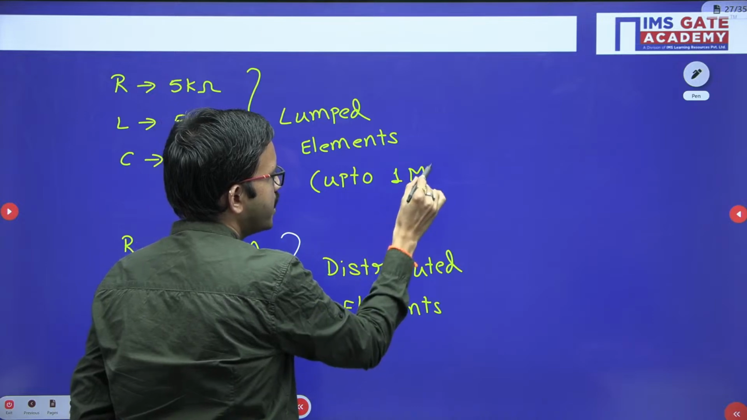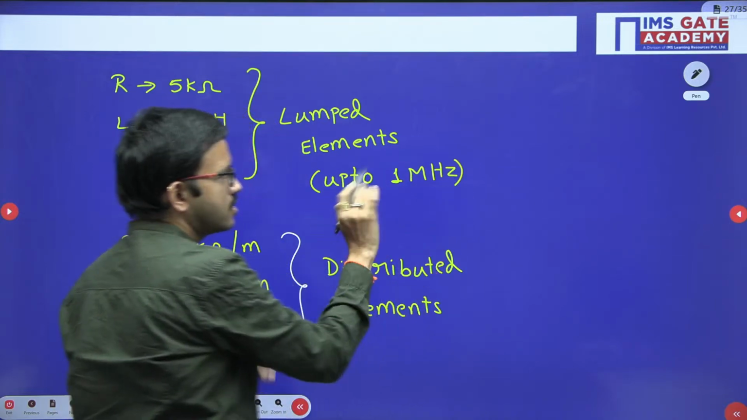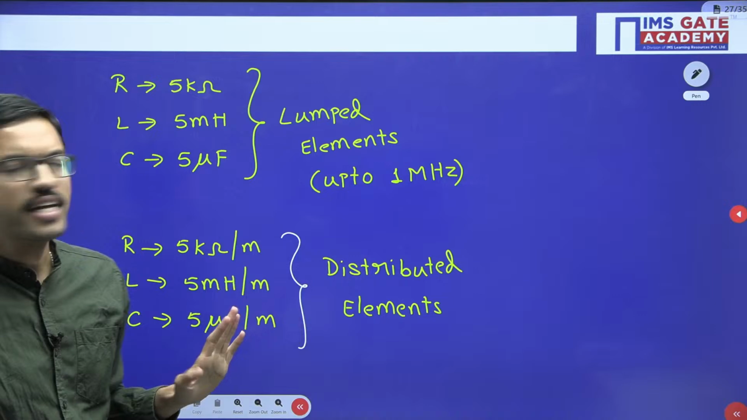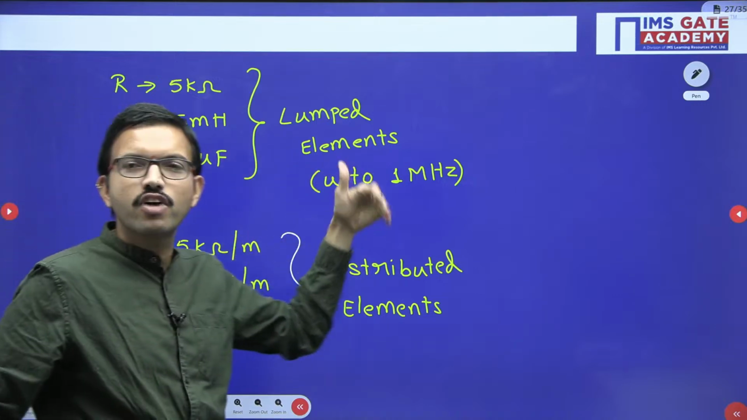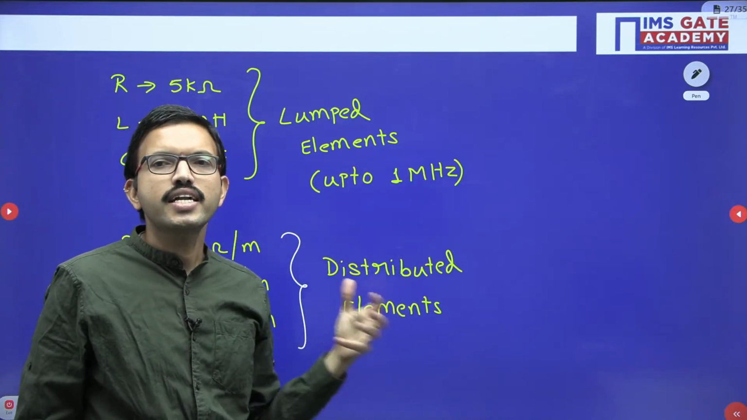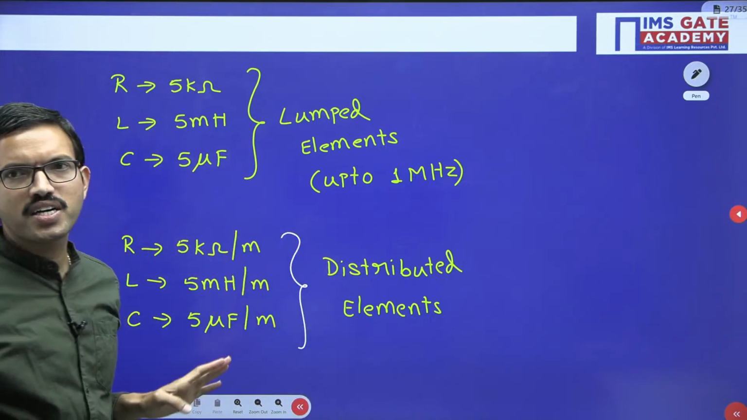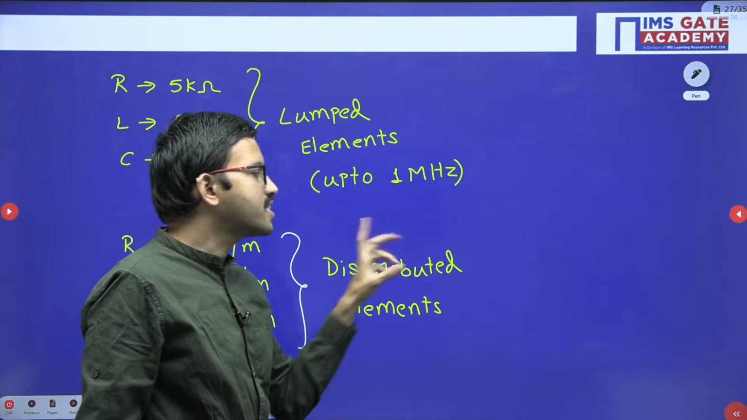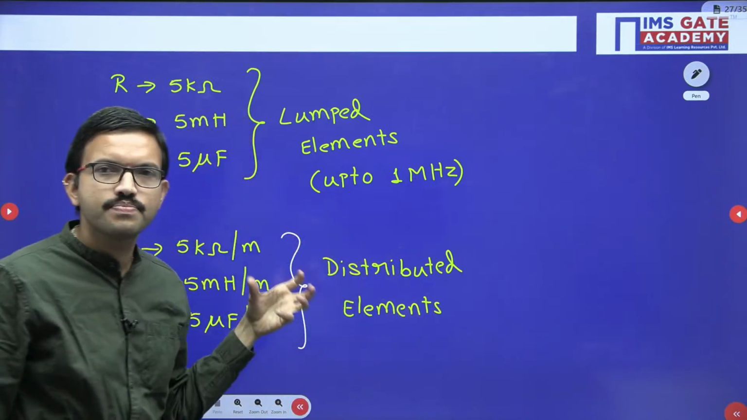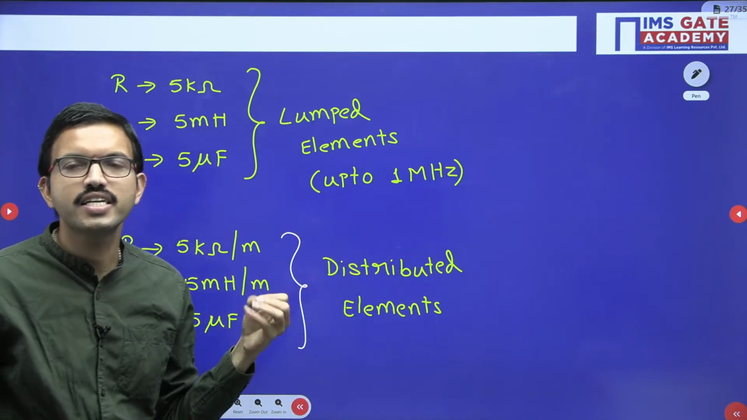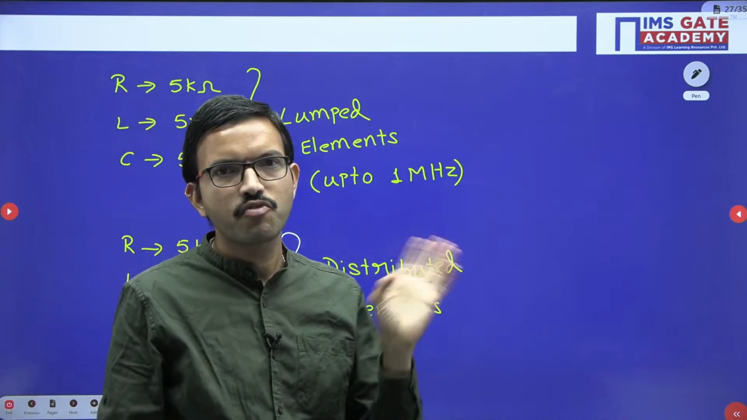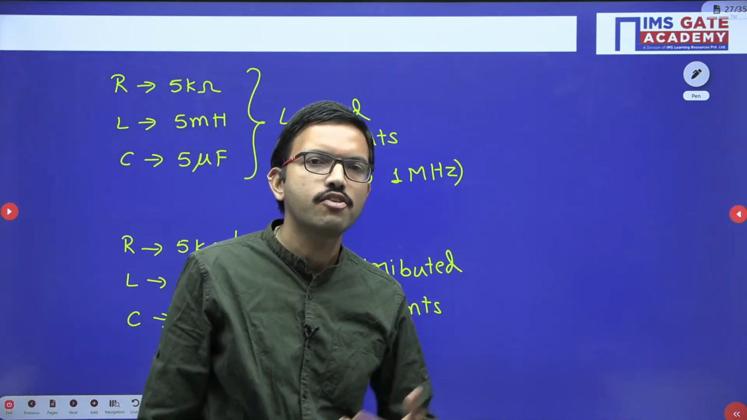Up to 1 megahertz, these values are fixed. Those values are not varying with respect to length. But when you go beyond 1 megahertz or 1 gigahertz, these values vary and are distributed with respect to length. That's why, for understanding those components' behavior, we should not apply network theory concepts; rather, we have to apply field theory.